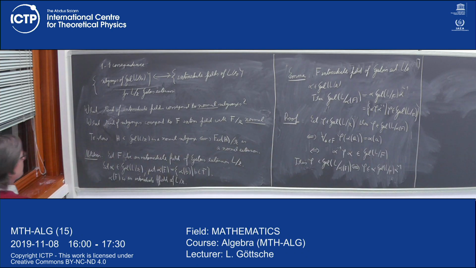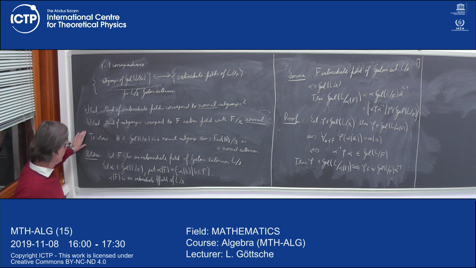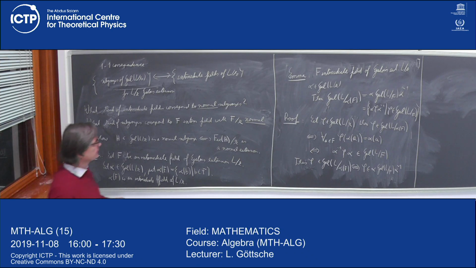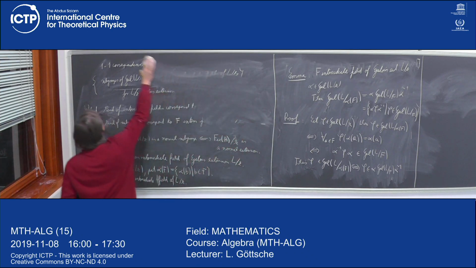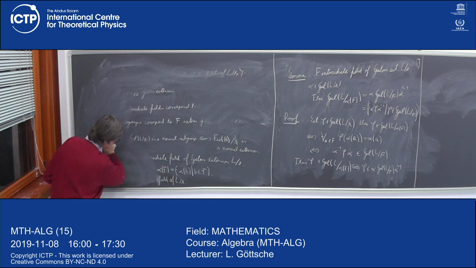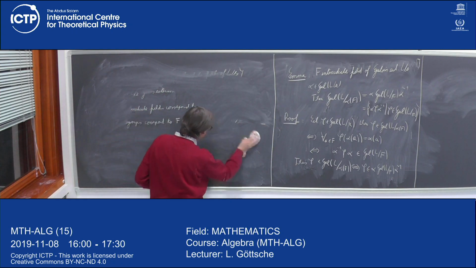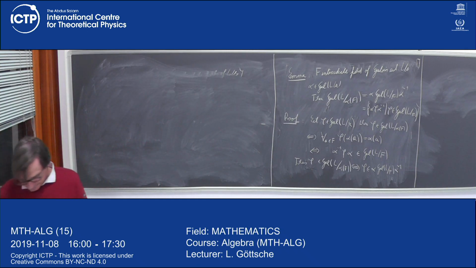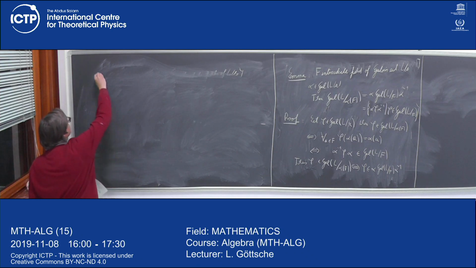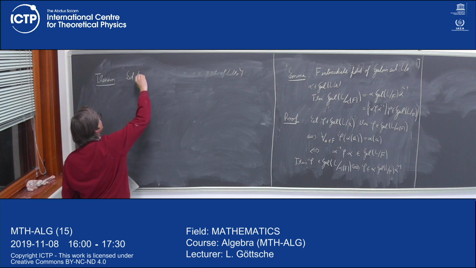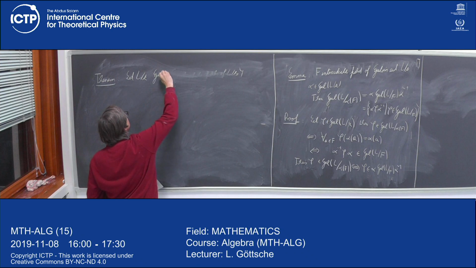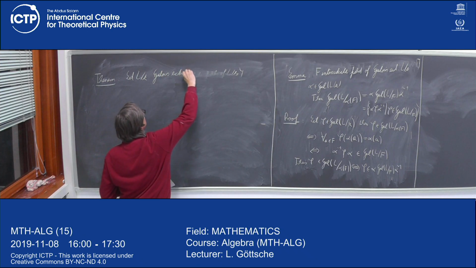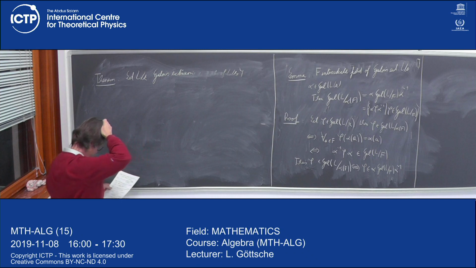In particular, this statement here will follow from this, and we also see that it is related to another nice property. This is a theorem. So we have L over K is a Galois extension. Then the following are equivalent.